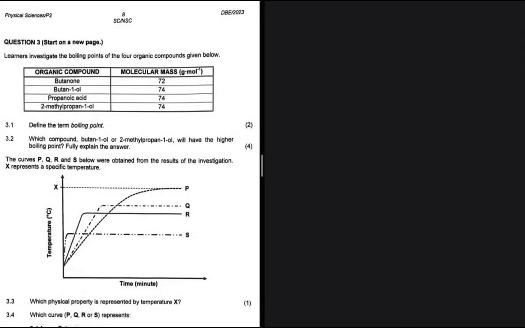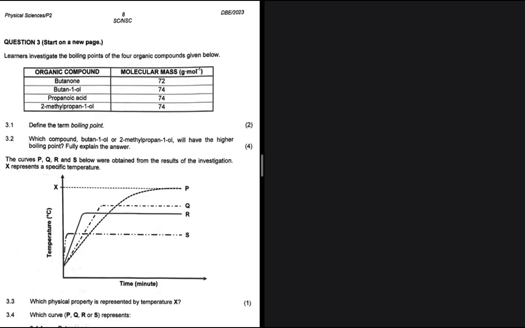You might think that question 3 is easy. Well, it is, in the sense that you can get a couple of marks, but to get everything in this question is kind of difficult. Let's see what we have here. So let us investigate the boiling points of the 4 organic compounds given below. And then you can see the organic compounds there and their molecular mass.